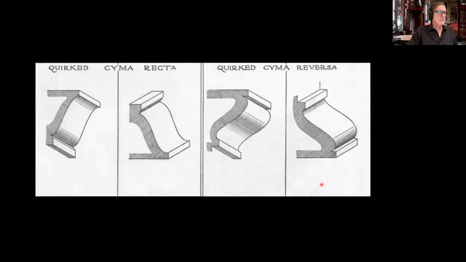Sometimes you can quirk these moldings. We talked about quirks where the curvature kind of keeps going and creates another shadow line. These are examples of quirked cyma recta and quirked cyma reversas. And it's just a way of making the molding even more expressive.